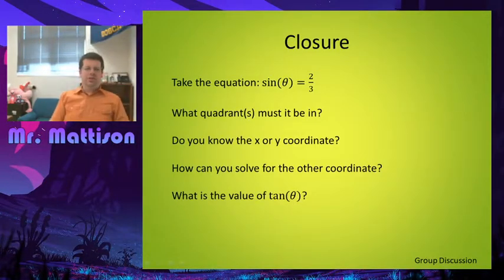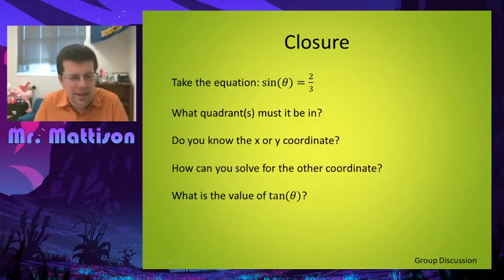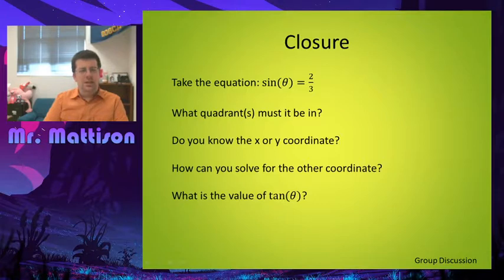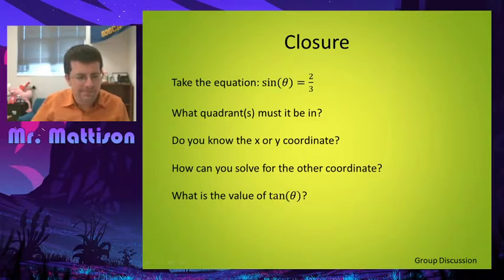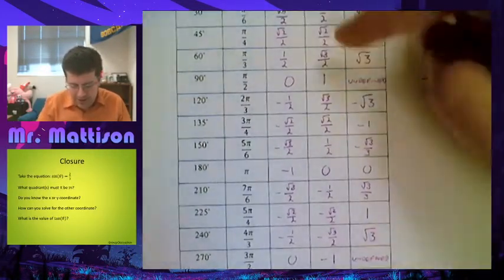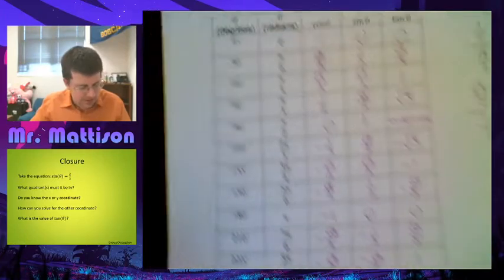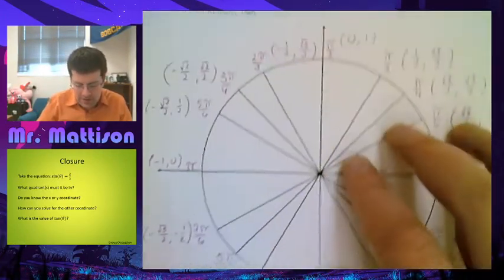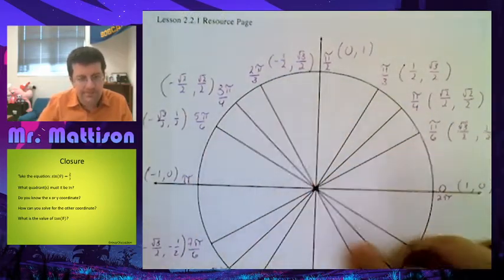So let's hop back over to this, and we'll do our closure real quick. Let's take the equation sine of theta is equal to 2/3. What quadrants must it be in? If we get a sine value that is positive, where could that be? Let's think back over to our table. Where is our sine positive? Our sine was positive here and here, which over on our circle was in the first and the second quadrant.